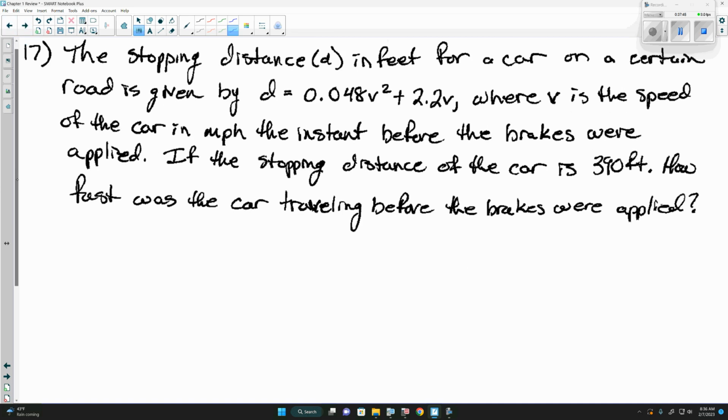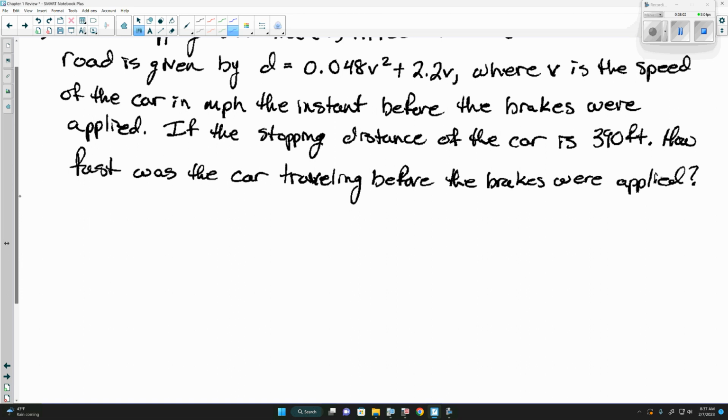So here, the stopping distance d in feet of a car on a certain road is given by this equation, where v is the speed of the car in miles per hour before the brakes were applied. If the stopping distance of the car is 390 feet, how fast was the car traveling before the brakes were applied? So we're saying 390 is equal to 0.048 v squared plus 2.2 v.